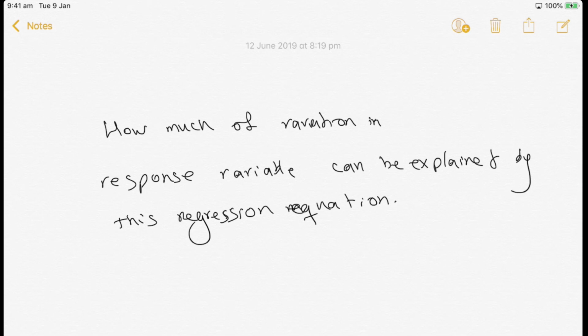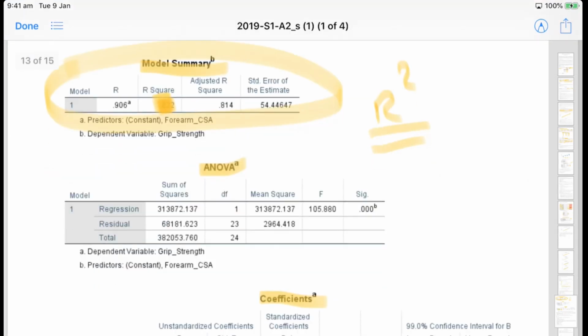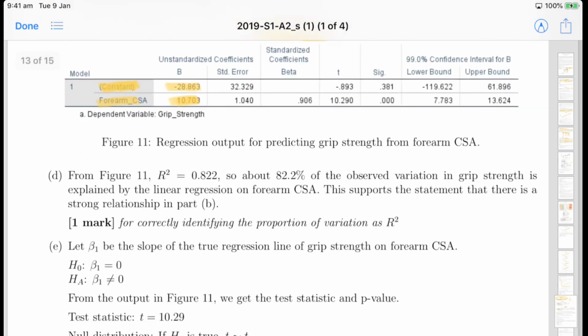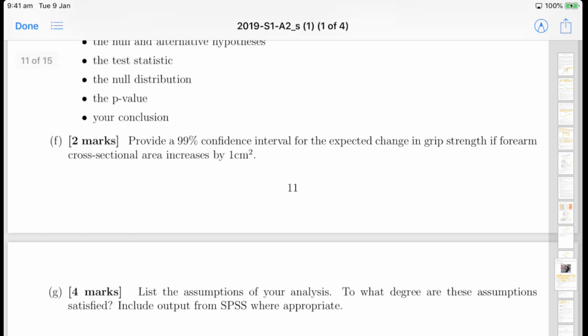And in this question, it is 82, that's the value. That means 82.2% of the variation in y can be explained by this regression equation. Okay, that's about the part D.